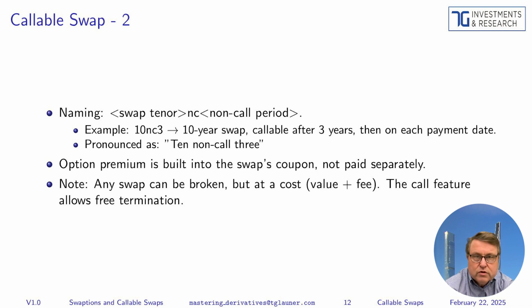The premium for this optionality is integrated into the coupon rate of the swap itself, rather than being paid separately. It's important to note that while any swap can be technically terminated early, doing so typically incurs significant costs, including both the value loss and additional fees. However, with callable swaps, termination during permissible periods does not incur these extra costs.